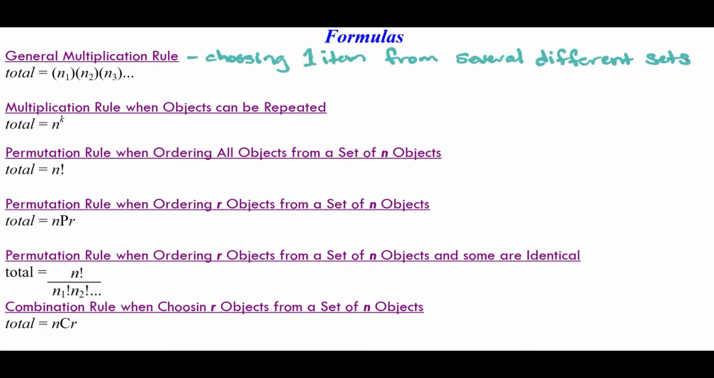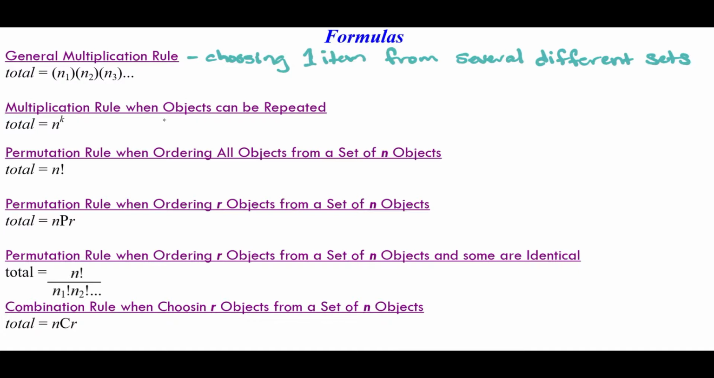So you've seen these questions before a lot of times, like on your standardized testing. A person is choosing from 4 different pair of pants and 5 different shirts. How many outfits can you make? So you just take 4 times 5 and get 20. So you have to be choosing one item from several different sets.